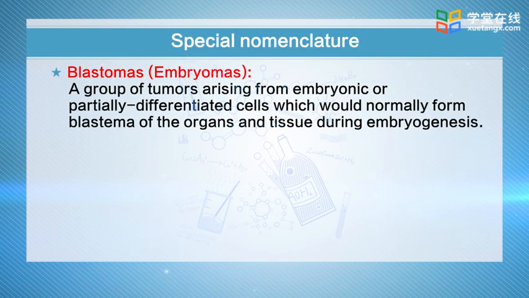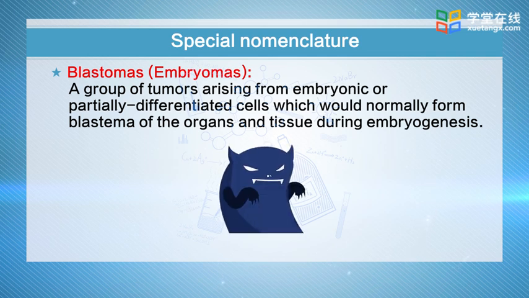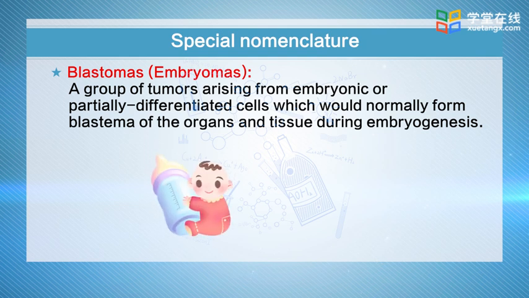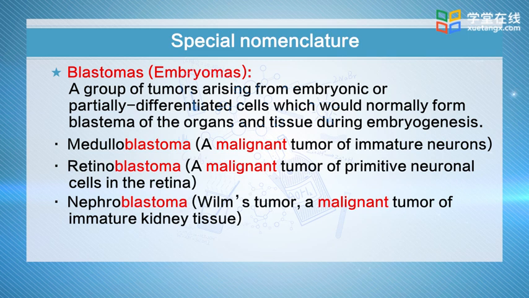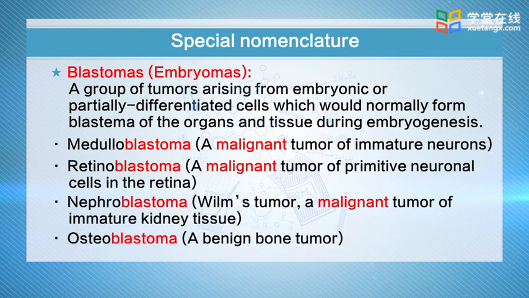Blastomas or embryomas are a group of tumors arising from embryonic or immature tissue or nervous tissue. Although the name suggests this may be a benign neoplasm, most of them are in fact highly malignant tumors. These tumors occur more often in infants and children. Examples are medulloblastoma, retinoblastoma, and nephroblastoma. However, osteoblastoma is an exception. It is a benign neoplasm.